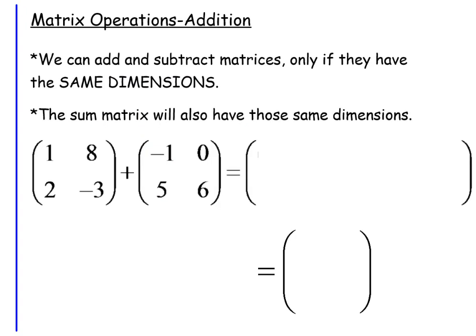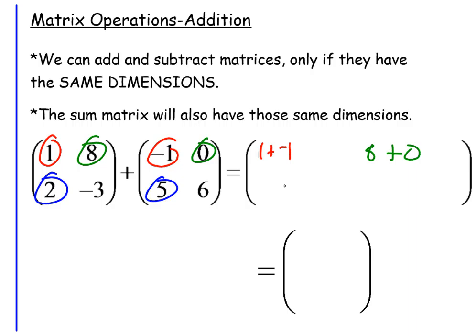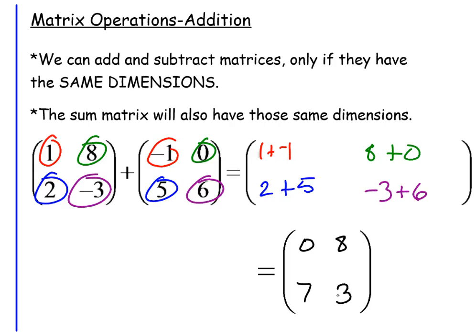One of the operations we can do on matrices is addition. We can add and subtract matrices only if they have the same dimensions. The sum matrix will also have those same dimensions. So we add the numbers that are in the same locations. 1 plus -1. 8 plus 0. 2 plus 5. And -3 plus 6. I end up with a matrix that is also 2 by 2, but it has 0, 8, 7, and 3.